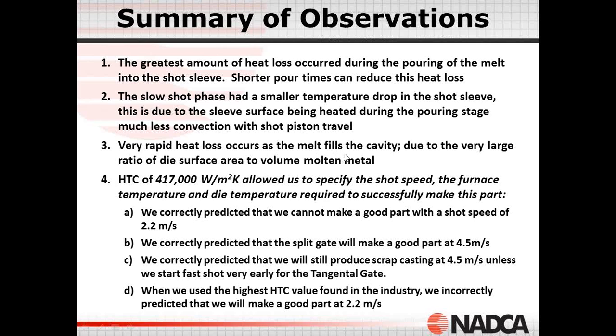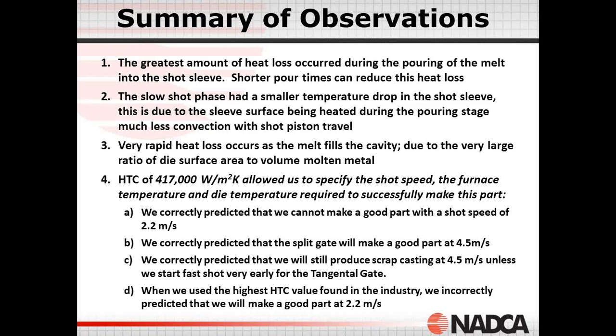And of course, rapid heat loss occurs when the melt fills into the thin wall cavity, and this is due to a large ratio of die surface area to the small volume of molten material. And as we've seen, a very high heat transfer coefficient of 417,000 watts per meter squared K allowed us to specify and determine what shot speed, furnace temperature, die temperature, and even shot position is required to successfully make a good casting.